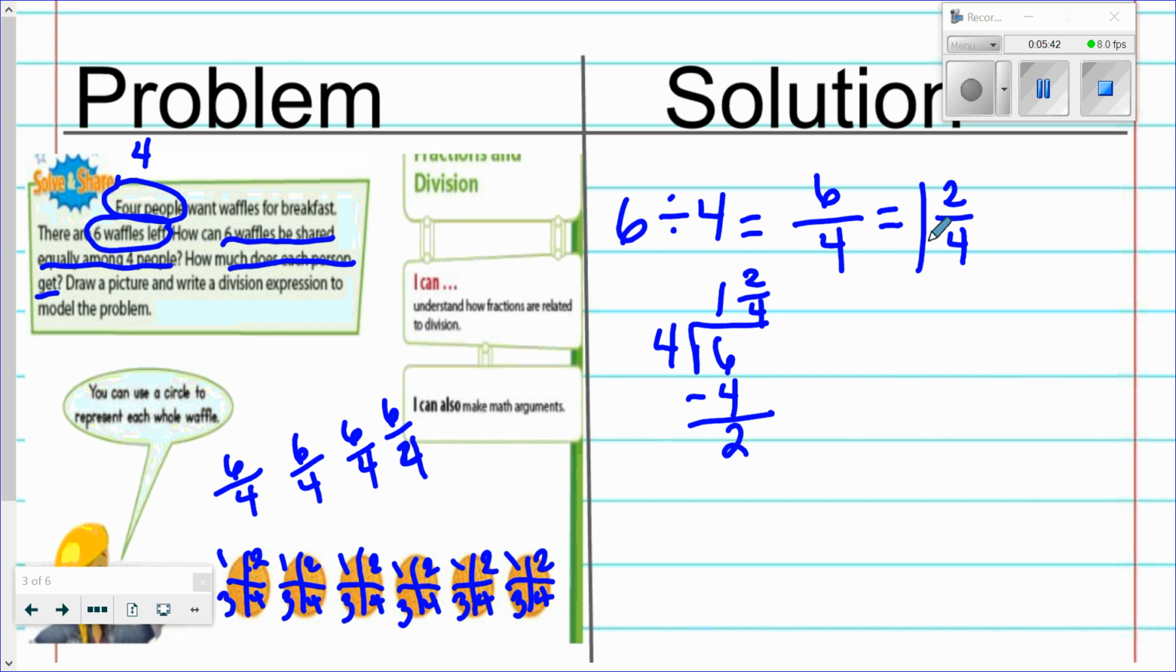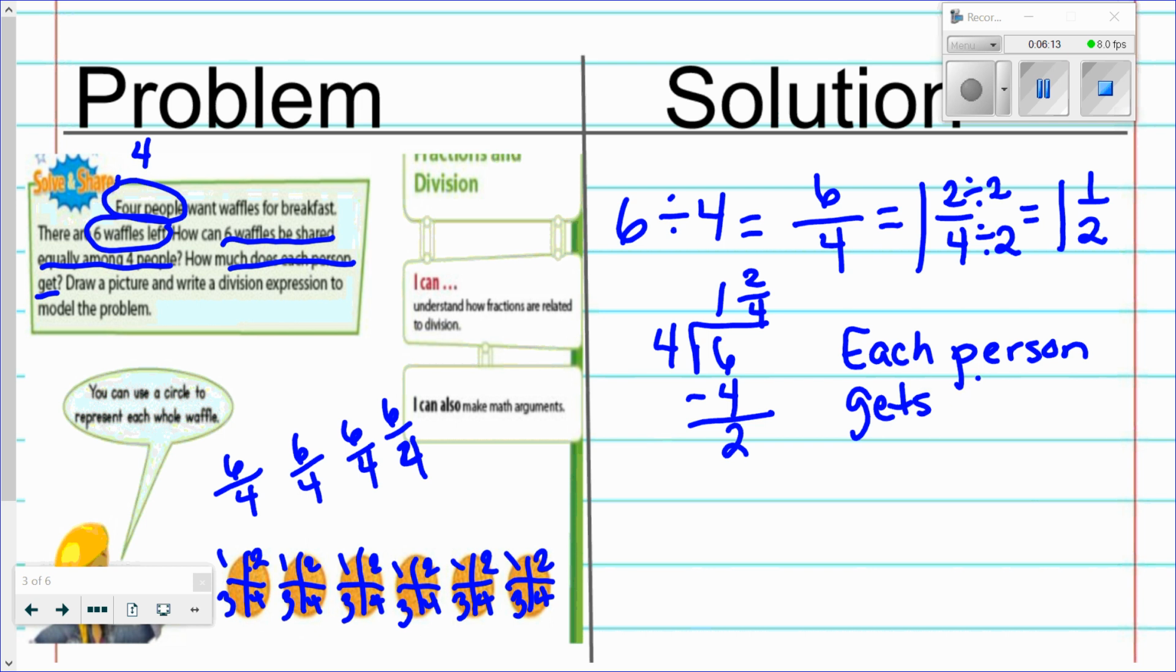But based on our previous topics of our fractions learning, we know that 1 2/4 is not in its simplest form. So we have to simplify it. And I would simplify 1 2/4 by dividing my numerator by 2 and dividing my denominator by 2. So I'm going to get 1 1/2. So each of the 4 people would get 1 1/2 waffles.